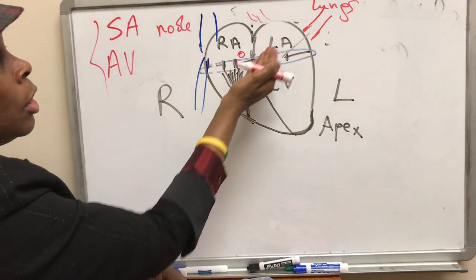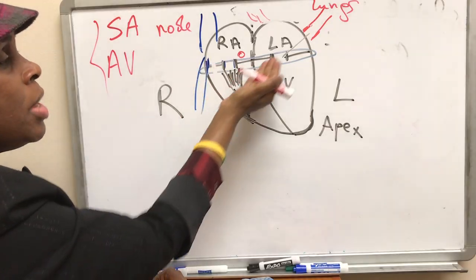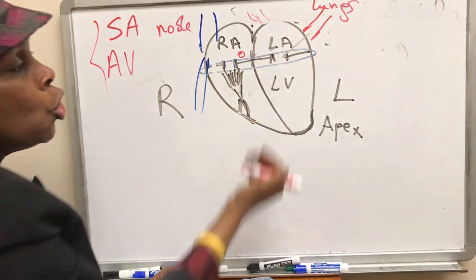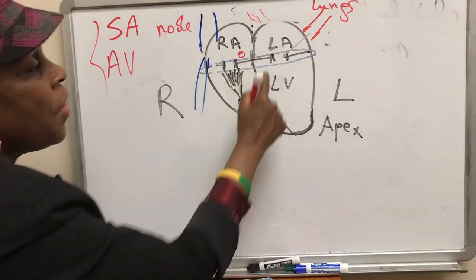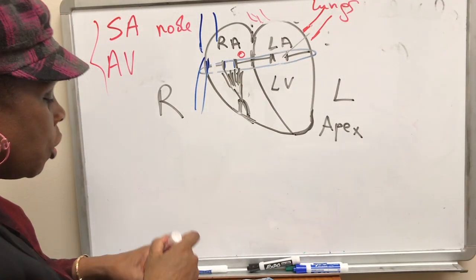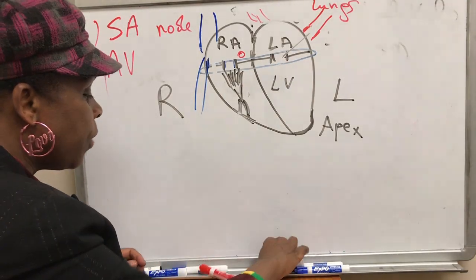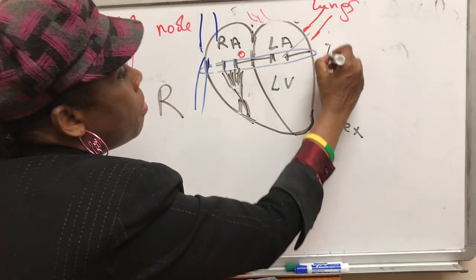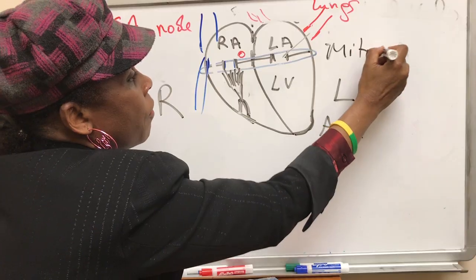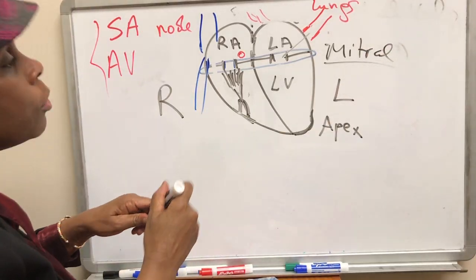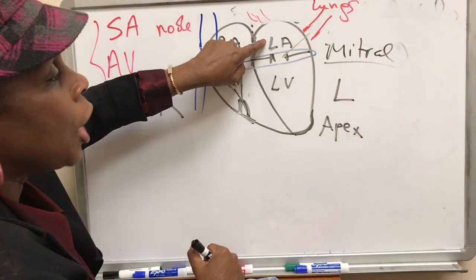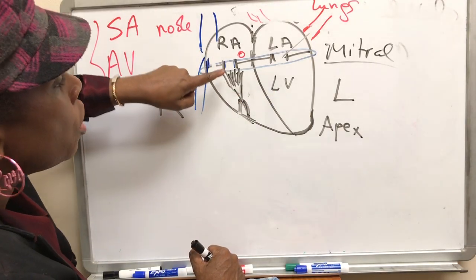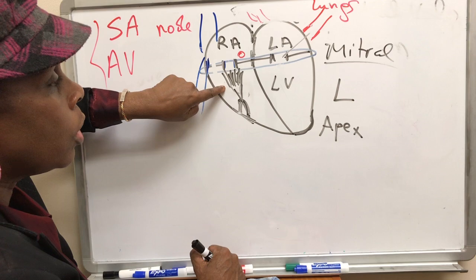And just like the right atrium, the left atrium also has a valve connecting it to the left ventricle. And that one is called the mitral valve. People used to call it a bicuspid, but it's called the mitral valve, the mitral valve. So the mitral valve connects the left atrium to the left ventricle, and the tricuspid valve controls the right atrium to the right ventricle.